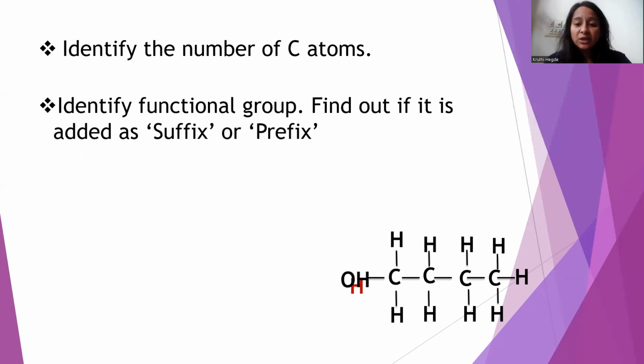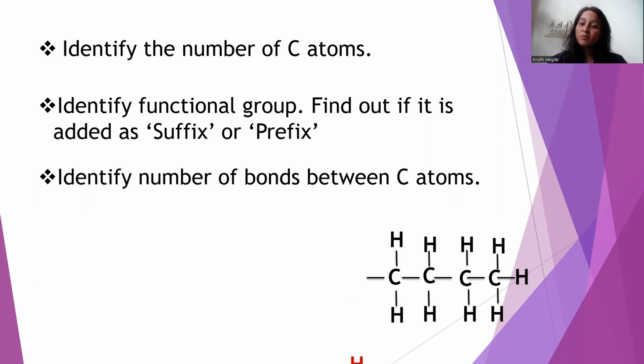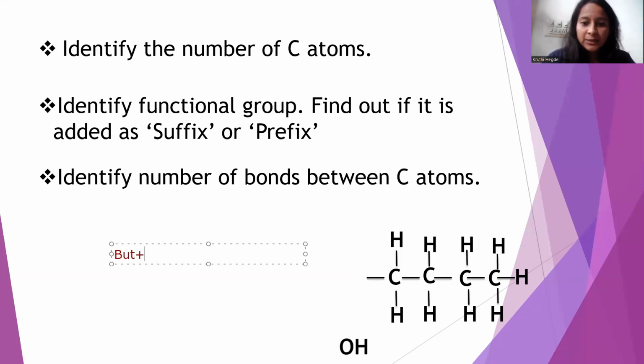Then, identify the functional group. OH is the functional group. Suffix or prefix? Suffix. What should be the suffix? OL. I think you are guessing all this yourselves. Identify the number of bonds between carbon atoms. It is single bond. So the name goes: 4 carbon, but, plus single bond, ane, plus alcohol, OL. So I should remove E from ane and the name becomes butanol.